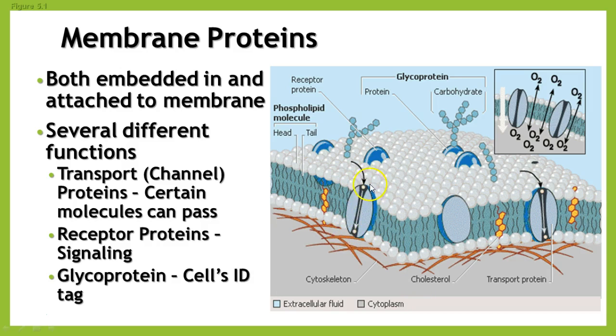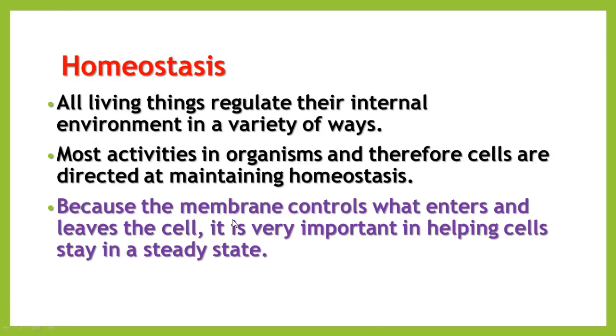So here are some of the kinds. We have channel proteins that can transport certain molecules across the membrane from one side to the other. We have some receptor proteins that receive signal molecules from other sources, and we have other proteins called glycoproteins that have carbohydrate chains attached to them that act kind of like identification tags for the cell.